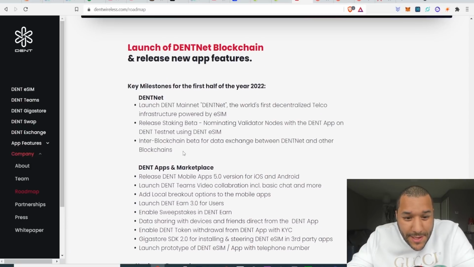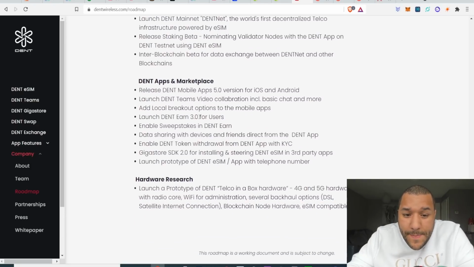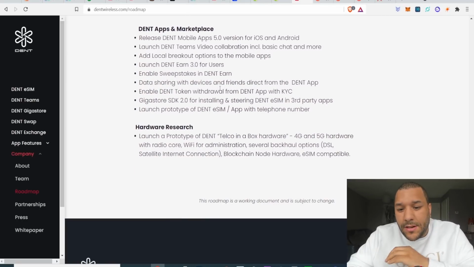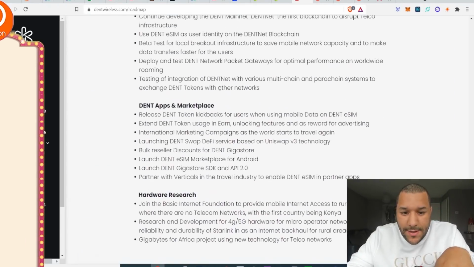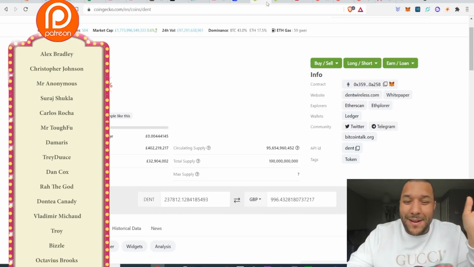So in 2022, they've got some interesting things happening here. They're going to release staking, guys. What's this inter-blockchain beta for data exchange between DENT net and other blockchains? That's cool. DENT apps marketplace. So they're going to be dropping some apps. I'm going to come back with another video and really break this down, okay? Because I think it's interesting. The staking, I didn't know that you'd be able to stake on that. Guys, I'm going to leave it here.